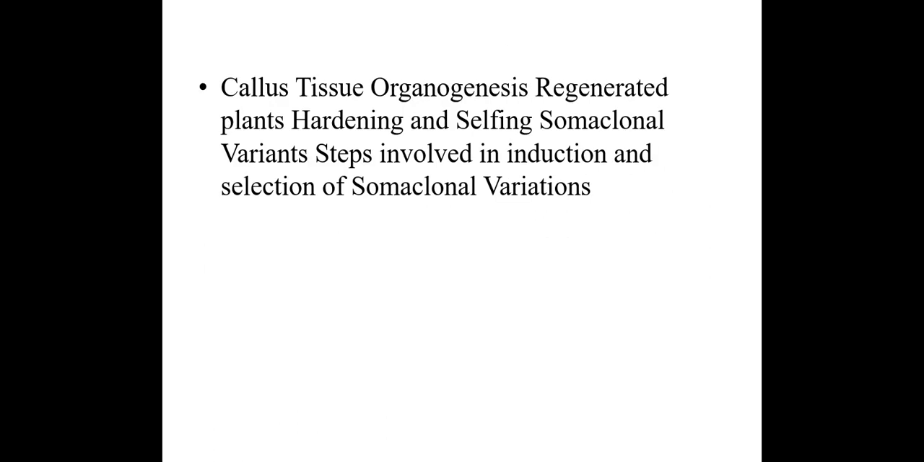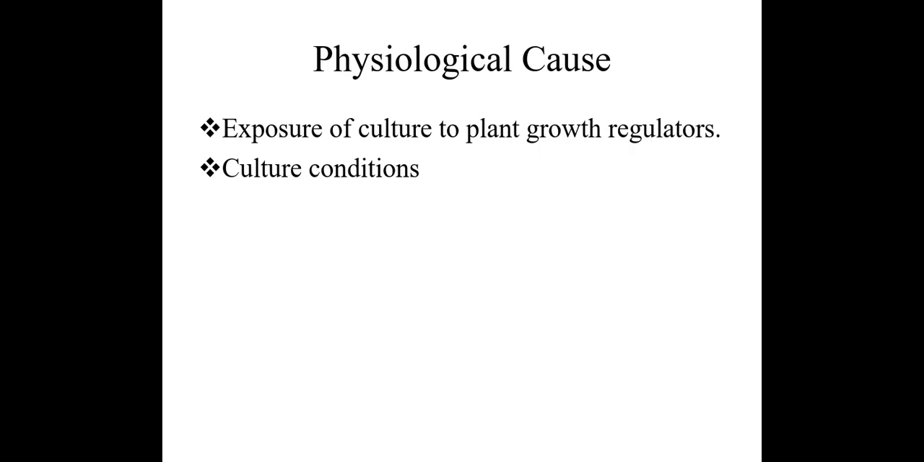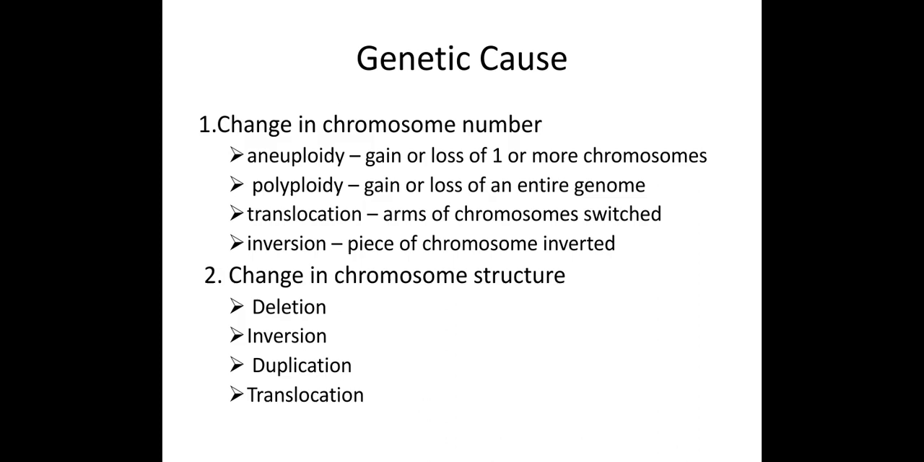Callus tissue, organogenesis, regenerated plants, hardening and selfing of somaclonal variants are the steps involved in induction and selection of somaclonal variations. Physiological causes: exposure of culture to plant growth regulators and culture conditions. Genetic causes: changes in chromosome number.